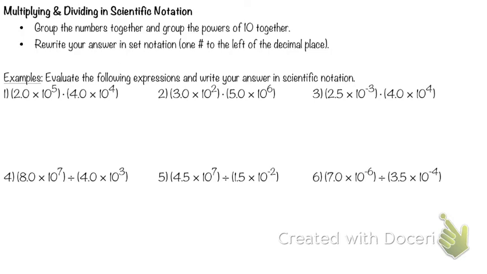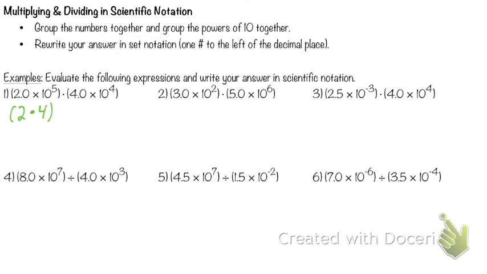What we're going to do is group the numbers together and group the powers of 10 together. So what are the actual numbers between these two parentheses? 2 and 4. So I'm going to group those together in a parenthesis. In the first parenthesis, 2 times 4. And I can do 2 times 4 with a dot as well if I want.